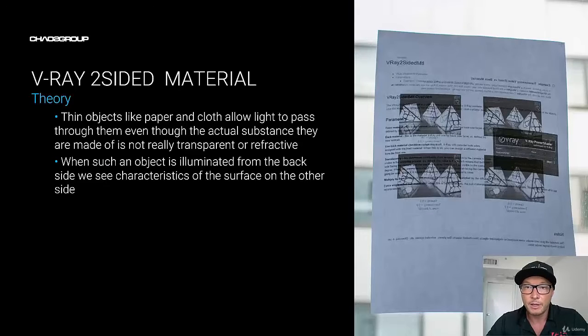So here we have an example of a paper, and we have the front and we have the back, but the minute we put it against the light we are able to see through to what's on the back side of this paper. Thin objects like paper and cloth allow light to pass through them, even though the actual substance they are made of is not really transparent or refractive. So the paper is solid when it's lying down on the table. When such an object is illuminated from the back side, we see characteristics of the surface on the other side. So we can see through once we put it against the light.